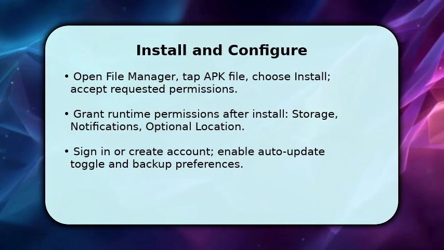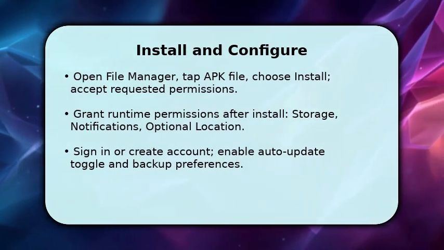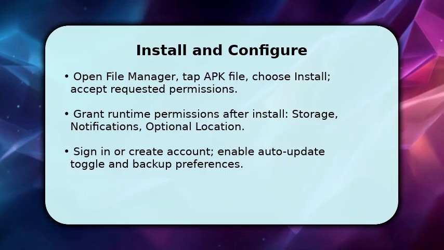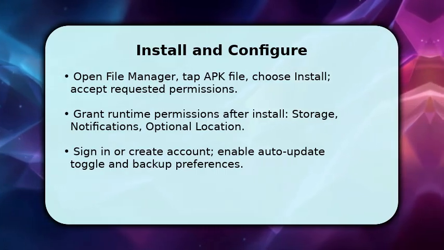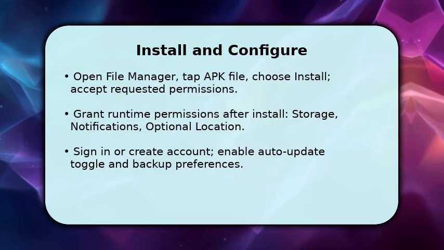You locate the APK in your file manager and tap it to begin installation. Accept the install prompt and any permissions the app requests. Once installed, open UpdateMe and walk through initial setup.